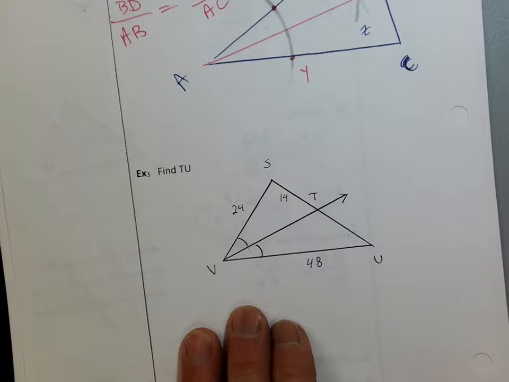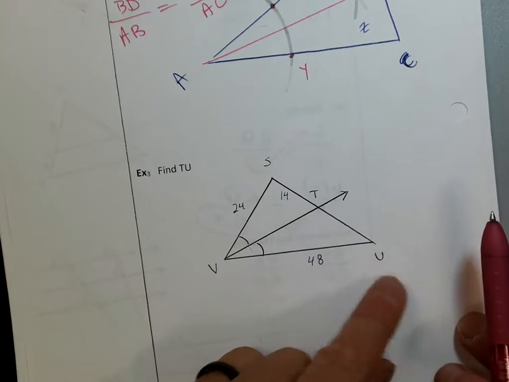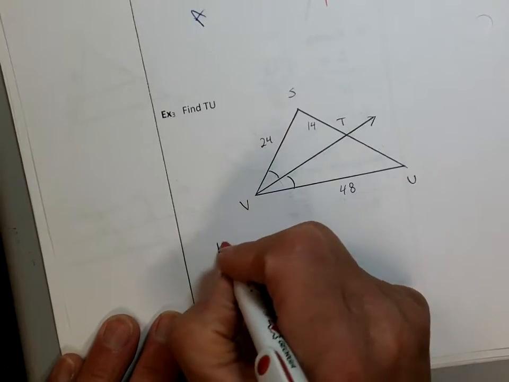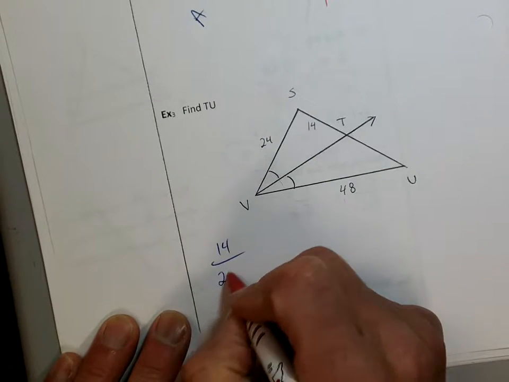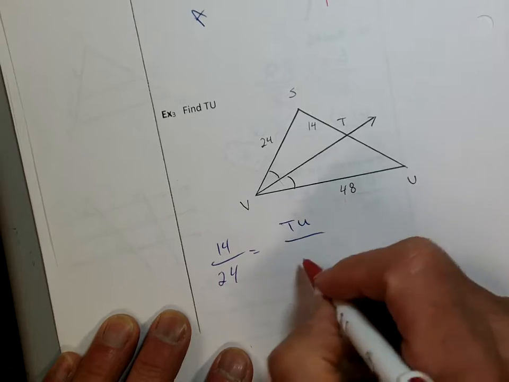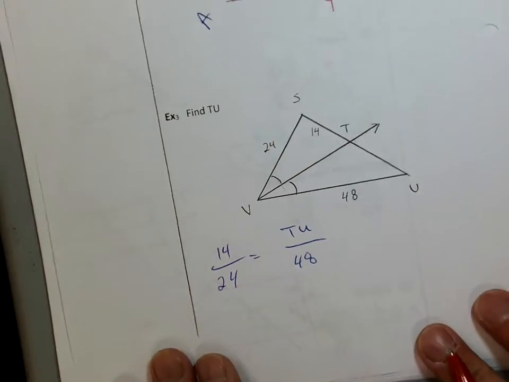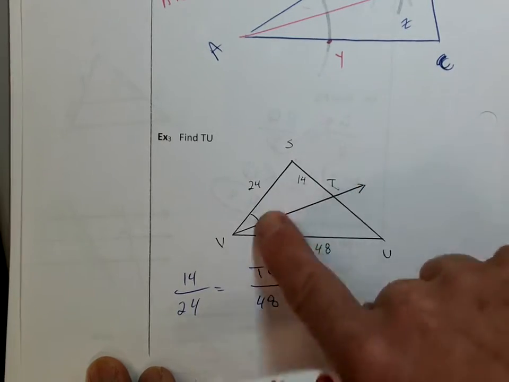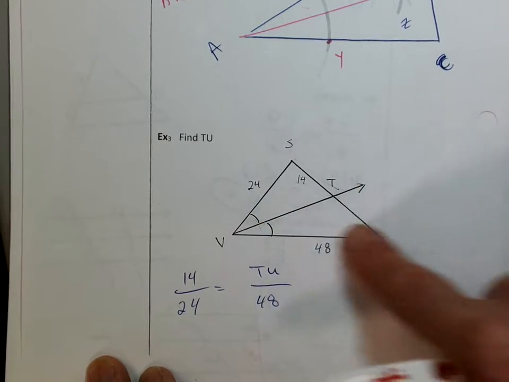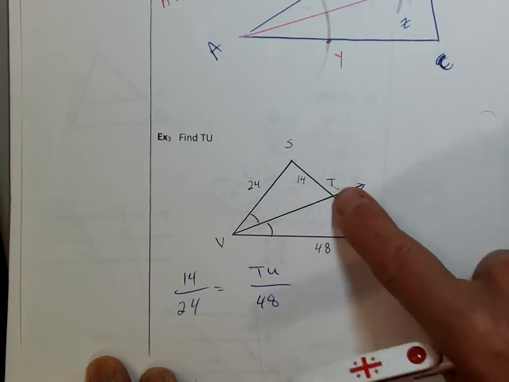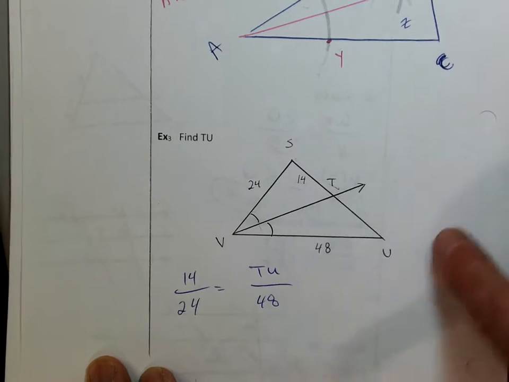Now, how do we find TU? We'll do the same thing. We're going to say 14 over 24 equals TU over 48. So if I wanted to find this, it's this side over this side equals this side over this side. 14 over 24 equals TU over 48.